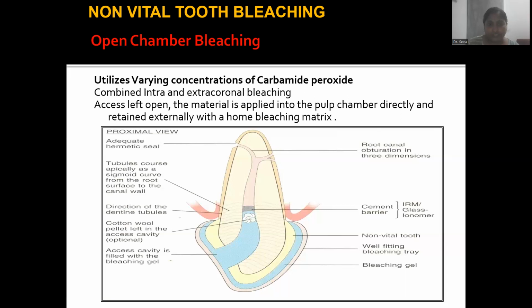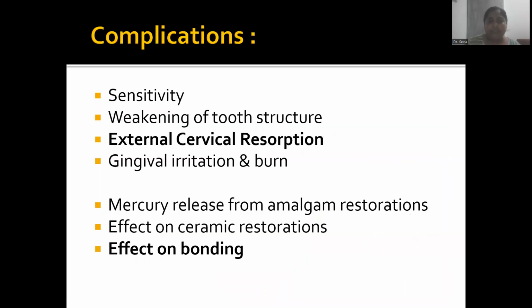So these are the two techniques, open chamber and closed chamber. Walking bleach is more commonly done. And the complications of both vital and non-vital bleaching, we will be covering in the next session.